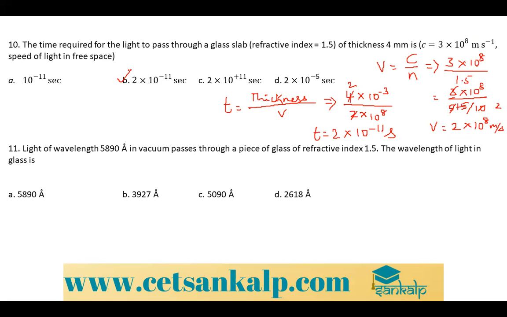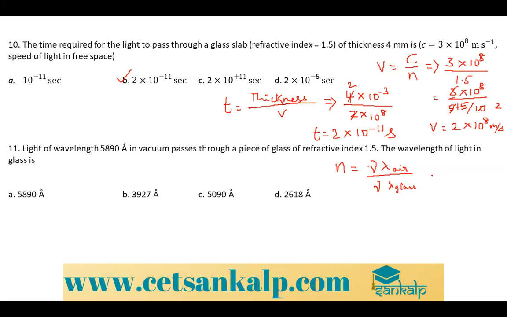Next, light of wavelength 5890 angstrom in vacuum passes through a piece of glass of refractive index 1.5. The wavelength of the light in the glass is? So first you have the formula. n is equal to speed of light in air divided by speed in glass. In terms of lambda, it is given as mu into lambda of air or vacuum, whole divided by mu into lambda of glass.